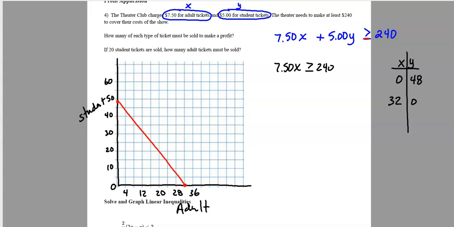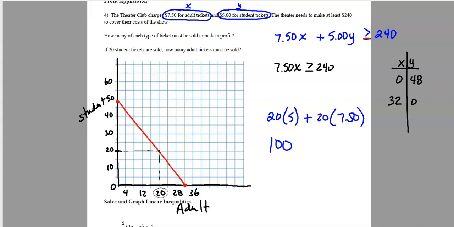If 20 student tickets are sold, so on the student chart, I've got to go to 20. If 20 student tickets are sold, then how many adults must be sold? Well, I can cut across, boom, right there. If my graph is accurate, it looks like 20 adults. 20 student, 20 adult. And I could check that if I wanted to. If I do 20 students times $5 a piece plus 20 adults times $7.50, well, let's just see. This would be $100.